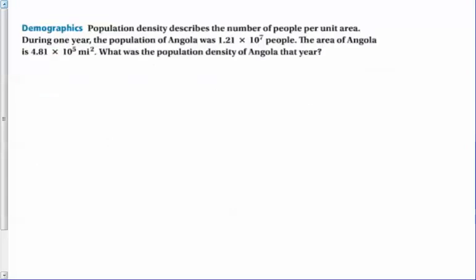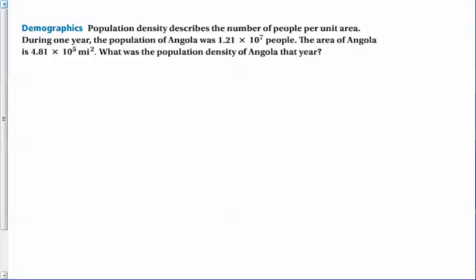Moving on. Here's a story problem involving density. Population density describes the number of people per unit area. During 1 year, the population of Angola was 1.1 times 10 to the 7 people. The area of Angola is 4.8 times 10 to the fifth meters squared. What was the population density of Angola?